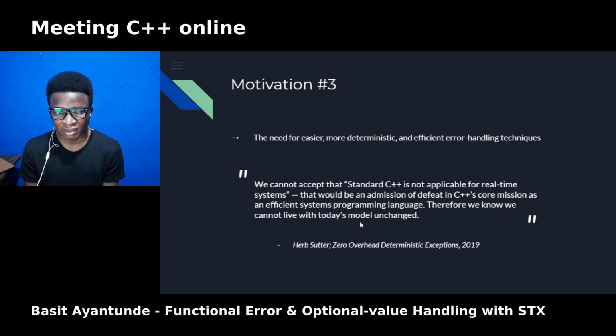So basically, I think there's a need for easier, more deterministic and efficient error handling techniques, as a quote from Herb Sutter in the Zero-overhead Deterministic Exceptions paper, 2019. He said, "We cannot accept that standard C++ is not applicable for real-time systems. That would be an admission of defeat in C++'s core mission as an efficient systems programming language. Therefore, we know we cannot live with today's exceptions model unchanged."